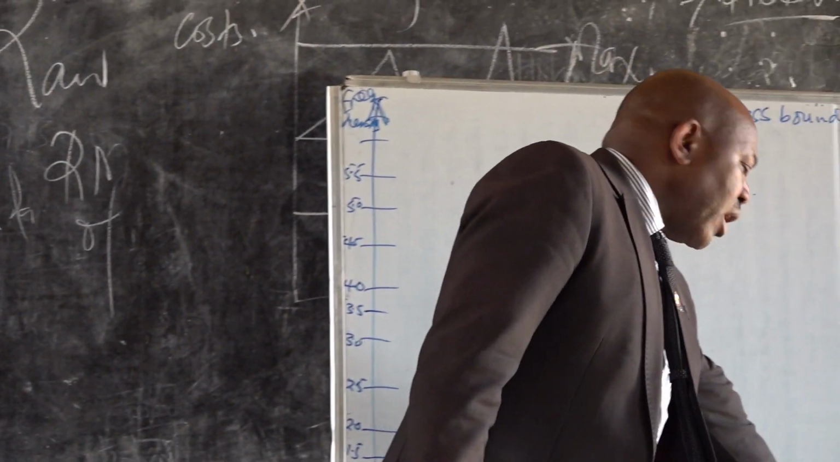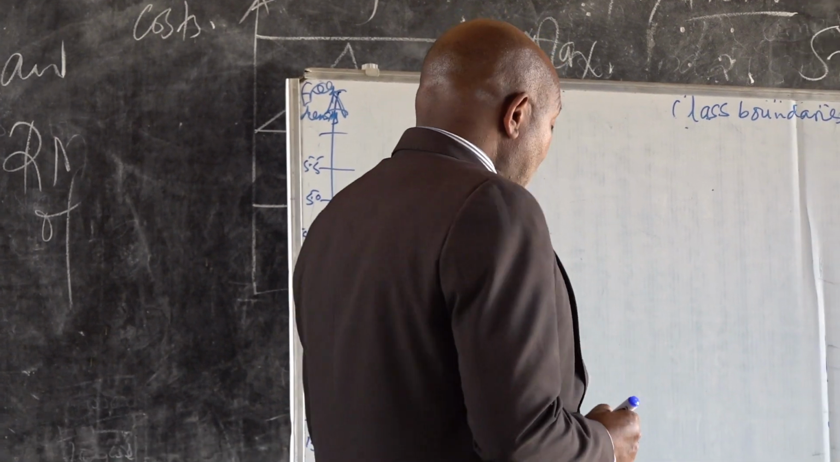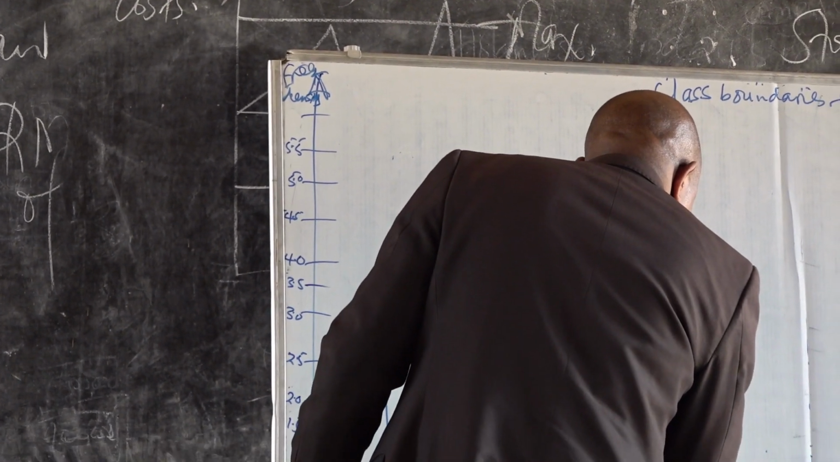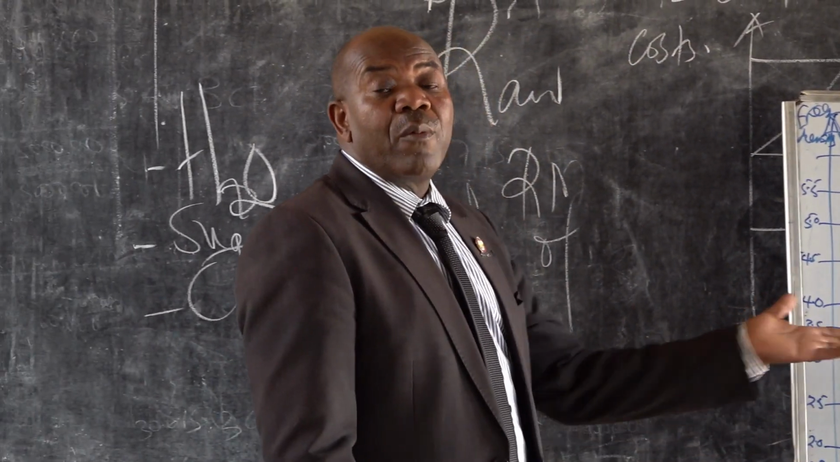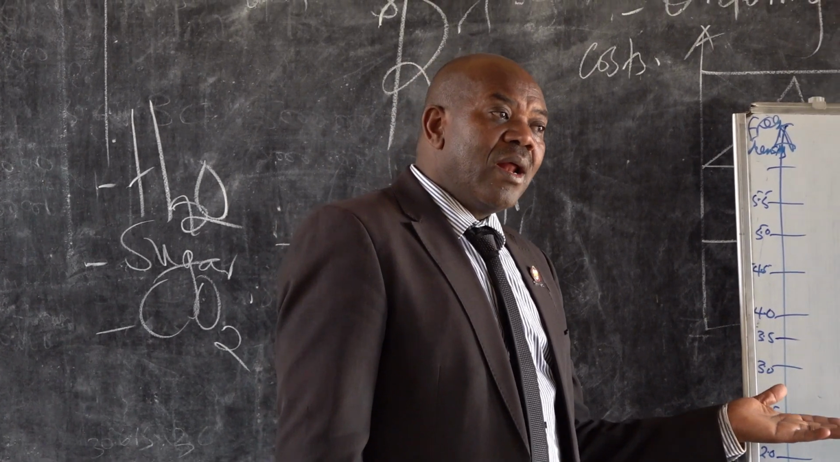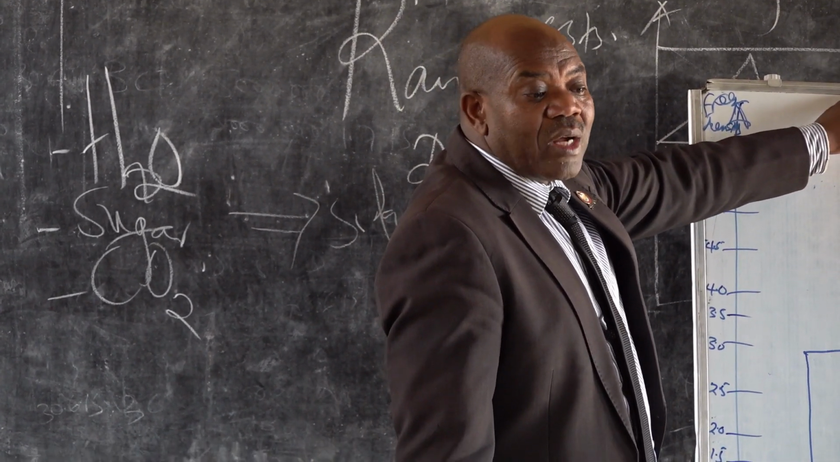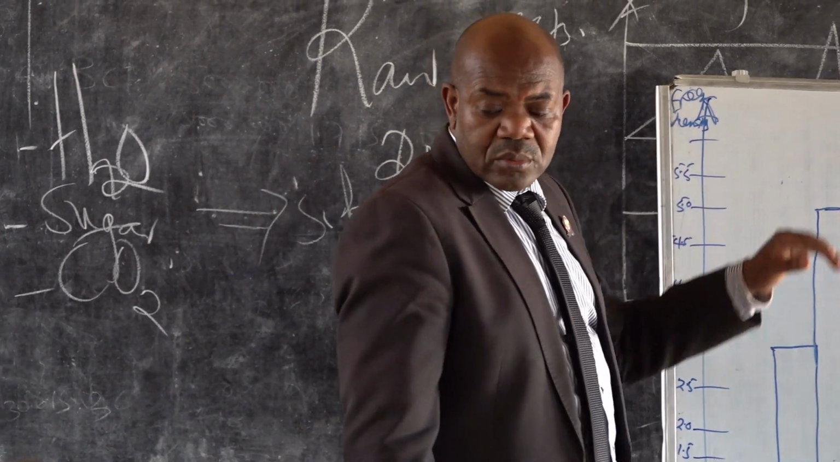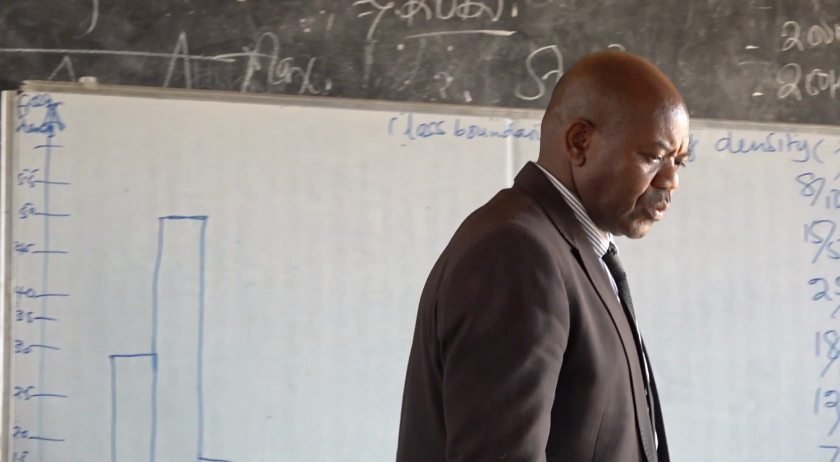This one, the width is long, but the height is short, isn't it? Once you have the frequency density, the area will be proportional to the height. Is that okay? Now, the heading is supposed to be there. What heading can you give to that graph?